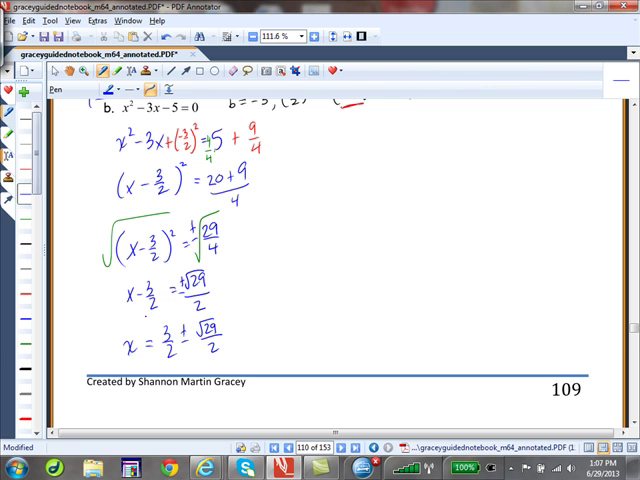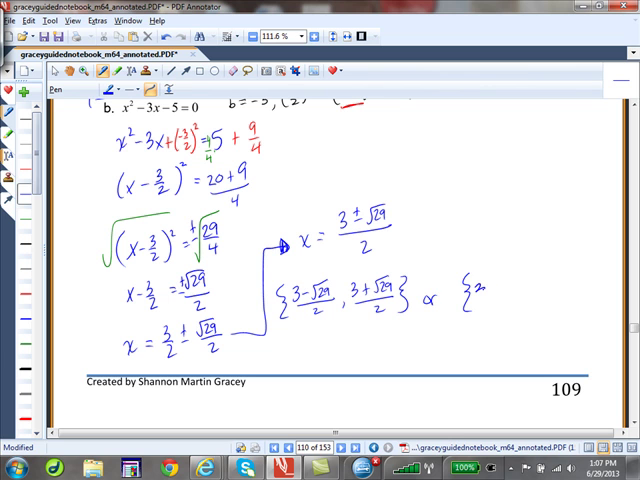Notice they have a common denominator, so you're going to want to make one happy fraction. So x is equal to 3 plus or minus root 29 all over 2. So our solution set will be this here, or you can write it with the plus or minus sign.